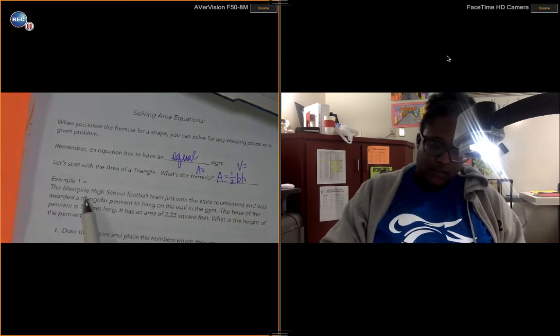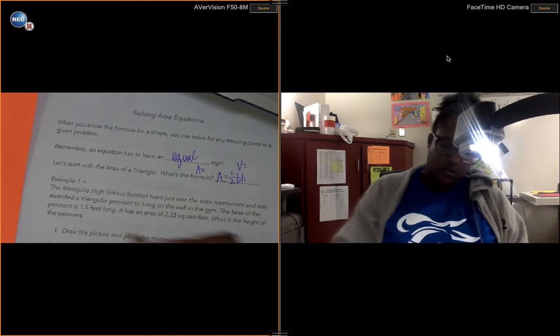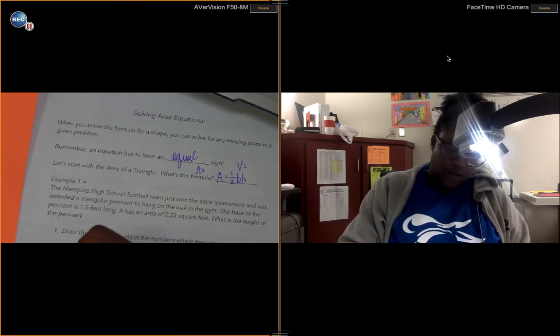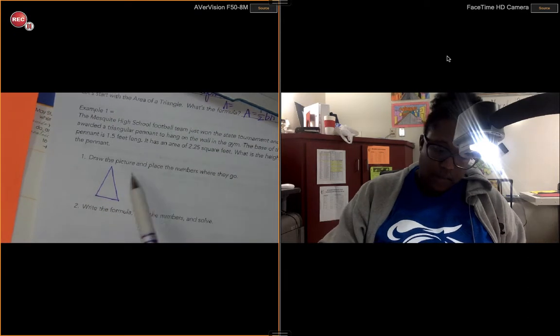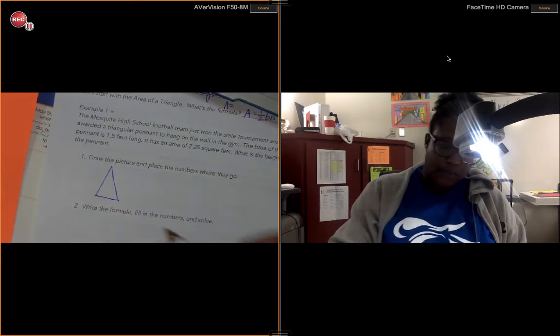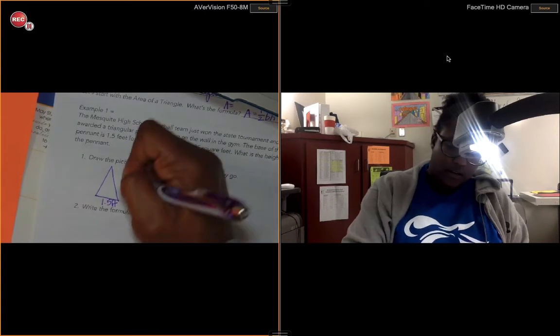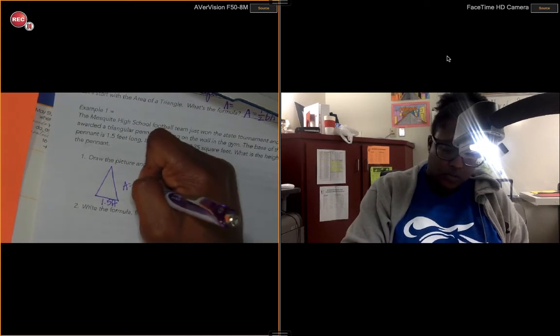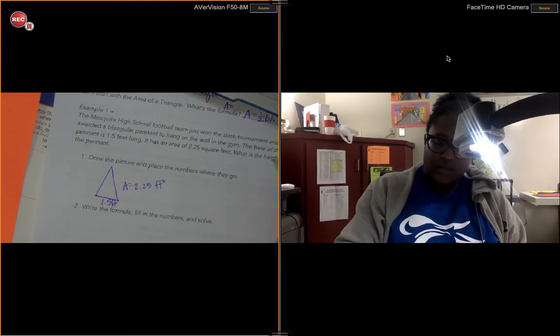Okay, it says the Mesquite High School football team just won the state tournament and was awarded a triangular pennant to hang on the wall in the gym. As soon as I find a word, I always draw it. The base of the pennant is 1.5 feet long and has an area of 2.25 feet squared. What is the height?